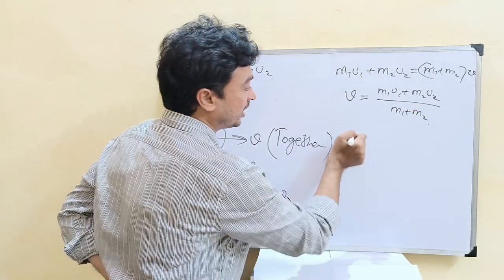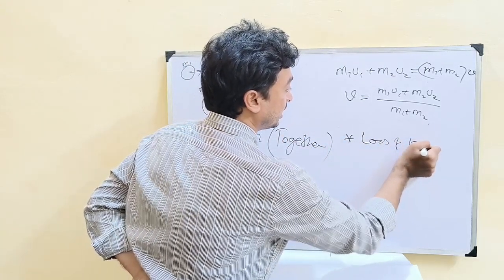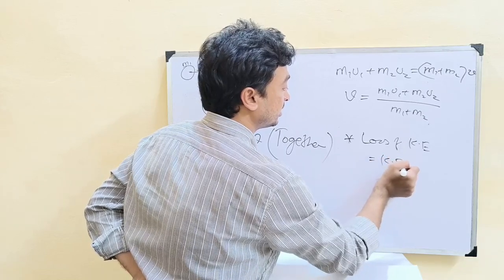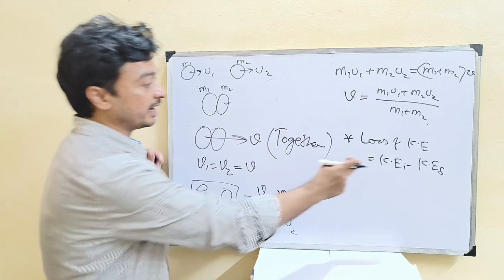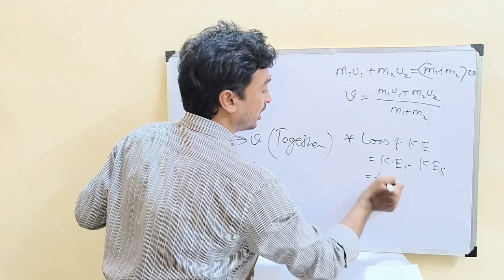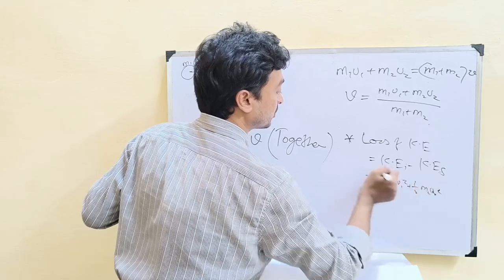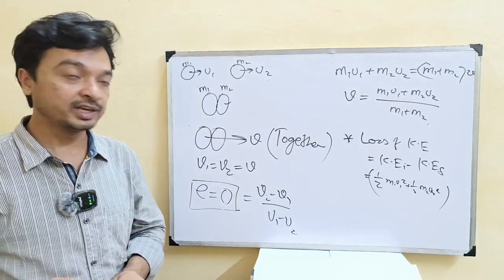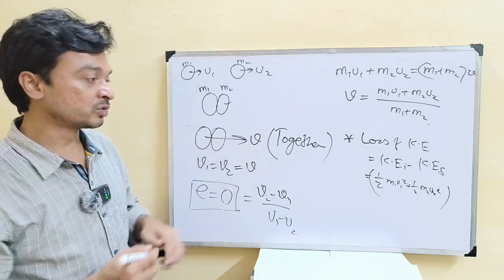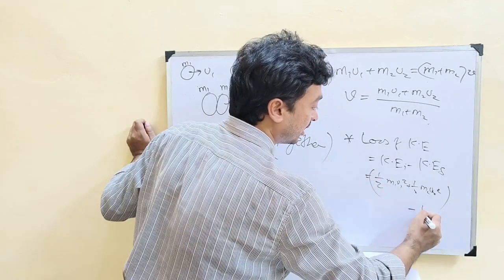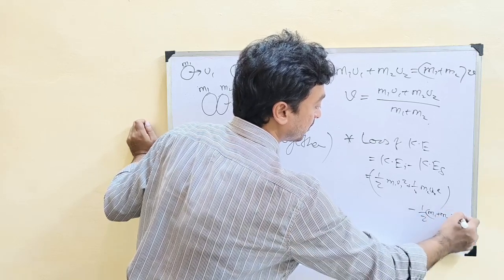If you are required to find the loss of kinetic energy, that is kinetic energy initial minus kinetic energy final. Kinetic energy initial is half m1 u1 square plus half m2 u2 square. That is the total energy before collision, right? And after collision, what is the kinetic energy? Half m1 plus m2 v square. You have to subtract it.